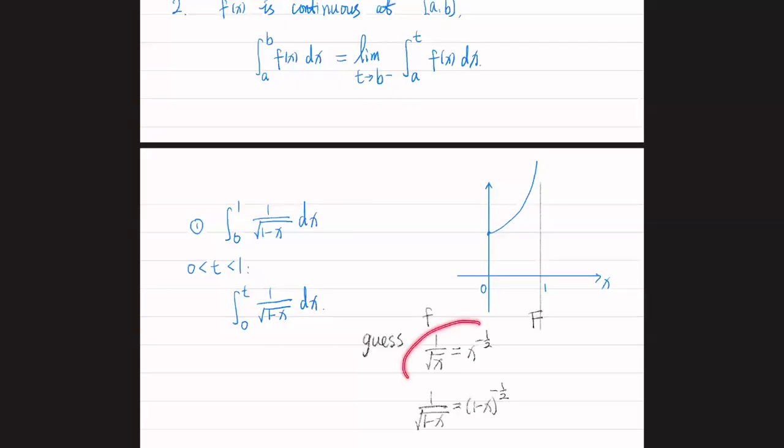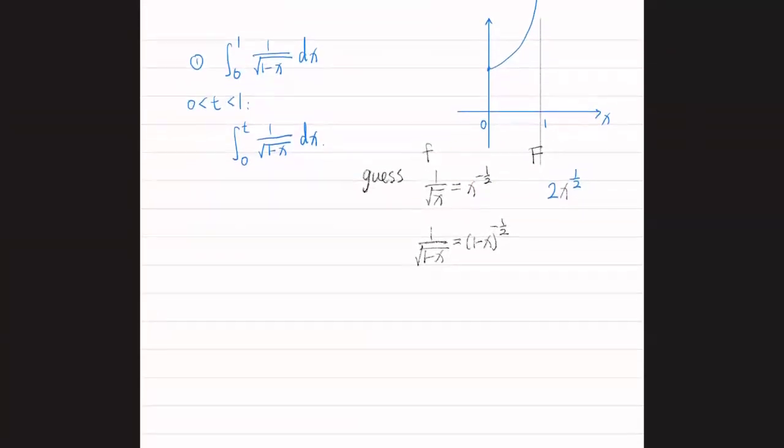Okay, for the first one, what's the antiderivative? So first, what's the power? We want it to be negative 1/2. Yes, okay, that's the first step. We get the correct power. Okay, now we need to fix the coefficient. 2. Okay, nice.